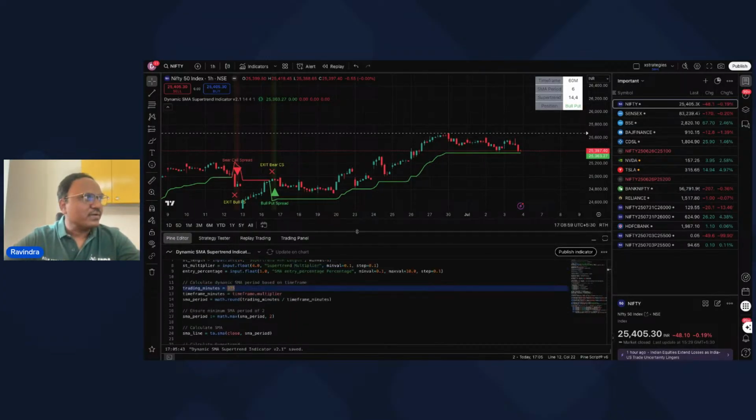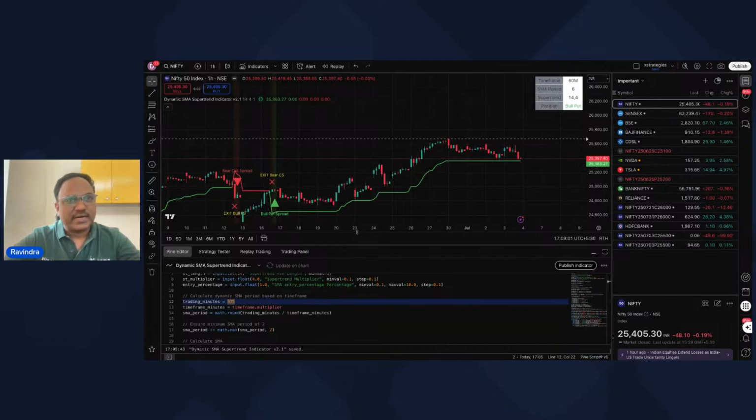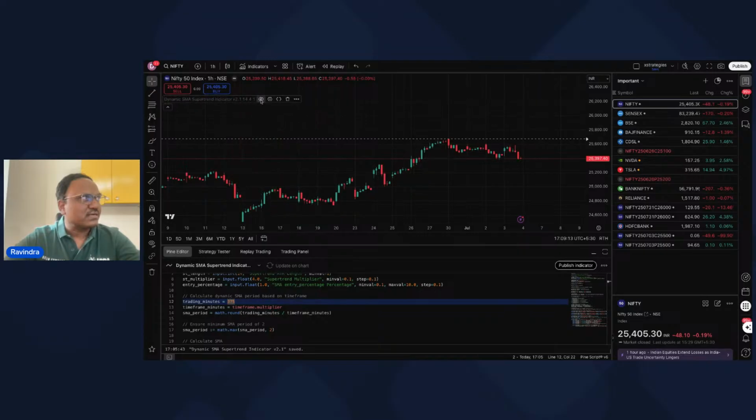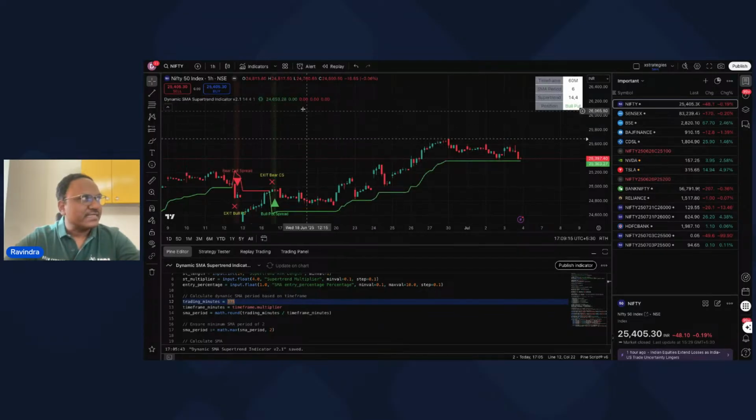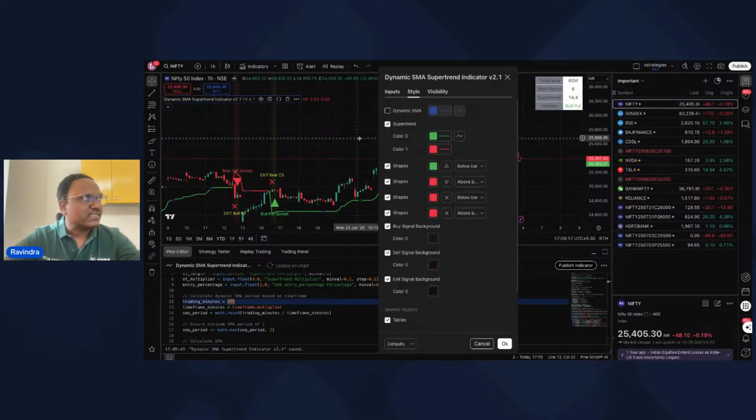I thought I would explain the previous one, but that's done and dusted, so we will not do that. The previous one obviously would have given more entries and exits. The exit was based on the SMA, but I felt it was giving too many signals. That's the reason I have removed it.